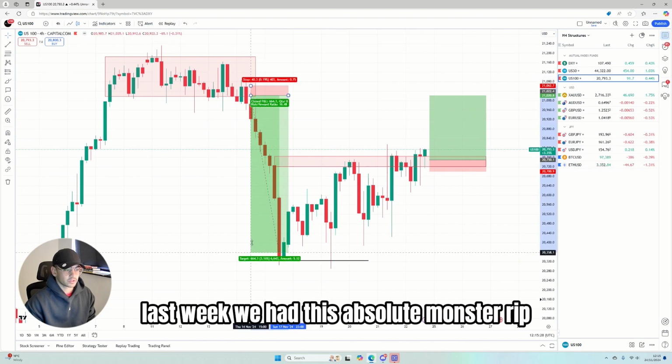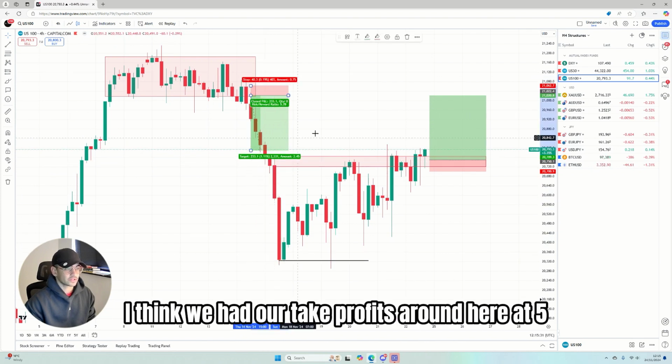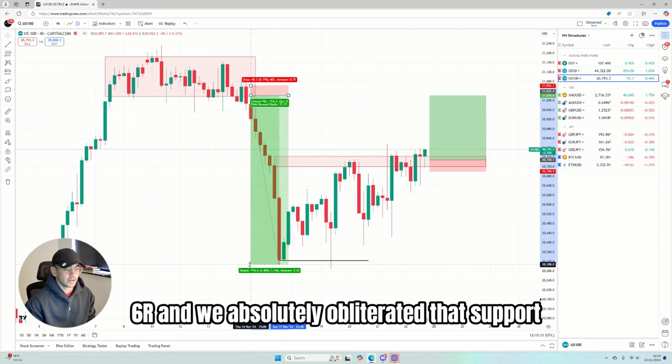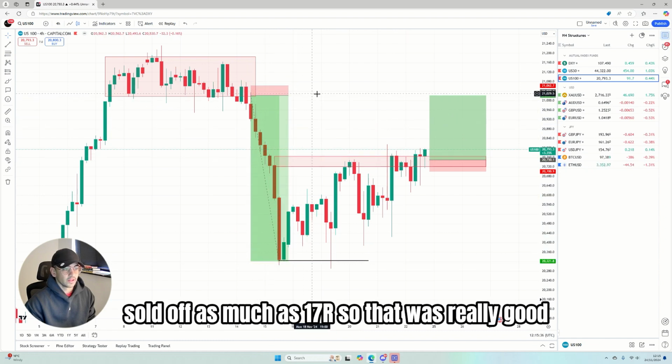Last week we had this absolute monster rip. I think we had our take profits at around here, about 5-6R, and we absolutely obliterated that support and sold off as much as 17R. So that was really good.